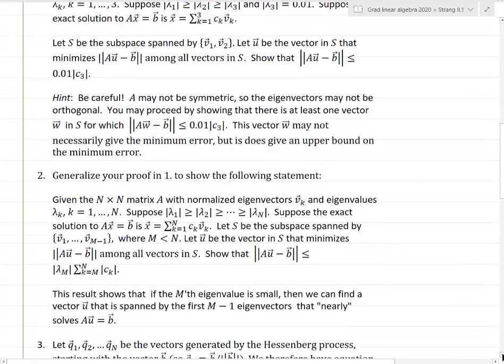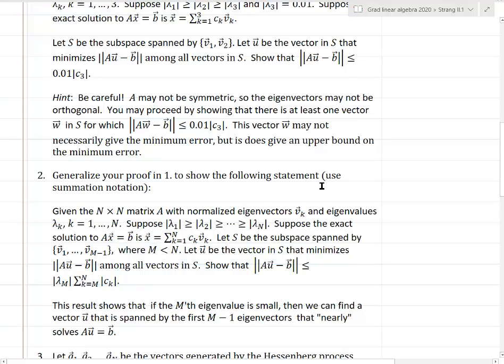Okay, so generalize your proof in 1. So I did a simple example here. This is a general statement. So what you want to do is, if you write this well, all you have to do is replace your index 1, 2, 3 with an index up to n. You probably have to introduce summation notation here. So you will use summation notation.